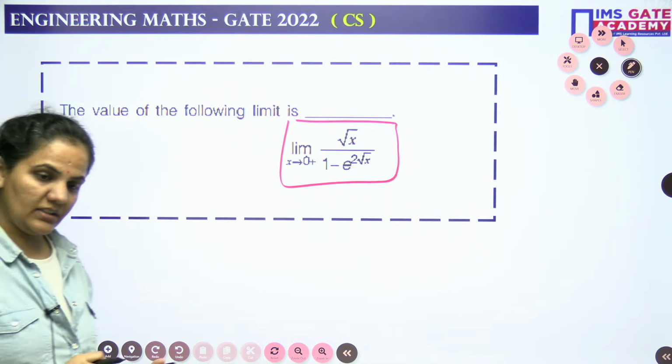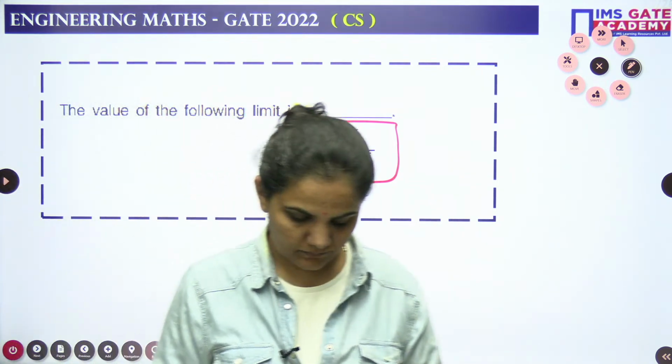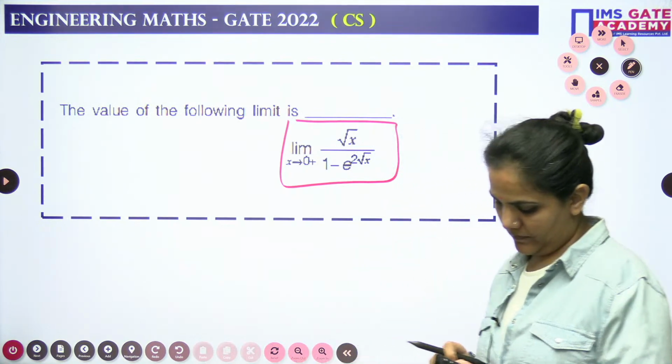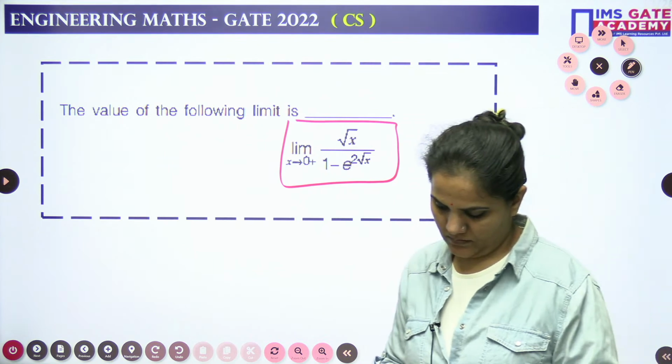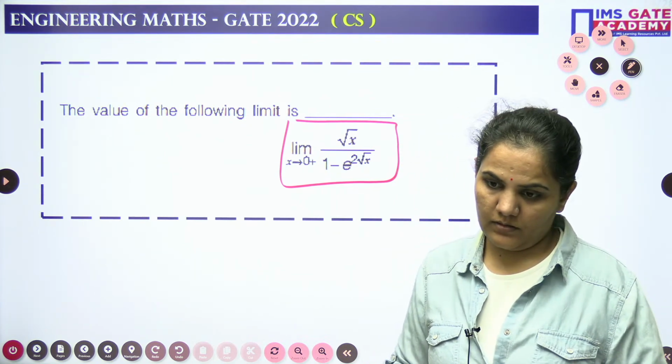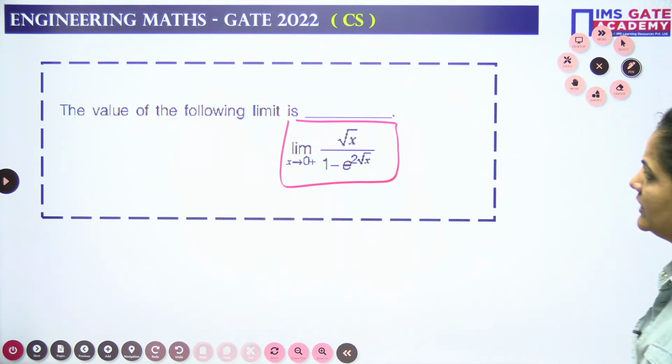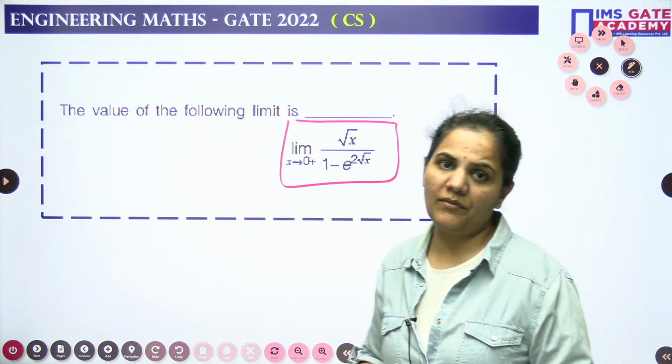So after approaching the limit, it is minus 1 by 2. All right, clear? I hope the question is clear to everyone.